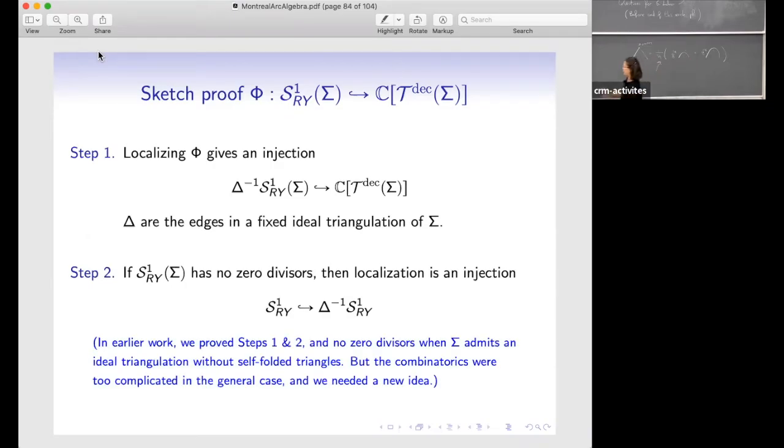We tried very hard in an earlier work to show that the skein algebra had no zero divisors. This is the same thing as saying that the skein relations that Roger Yang had make sense, right? When the surface has a nice triangulation without self-folded triangles, then we could draw a ton of pictures and say, oh, the combinatorics works. But as soon as we have these self-folded triangles, we were tearing our hair out. We just couldn't do it. It was just combinatorially too hard. So we kind of gave up and wrote the paper, and then we said we needed a new idea.